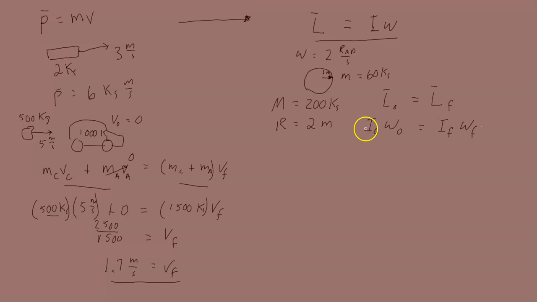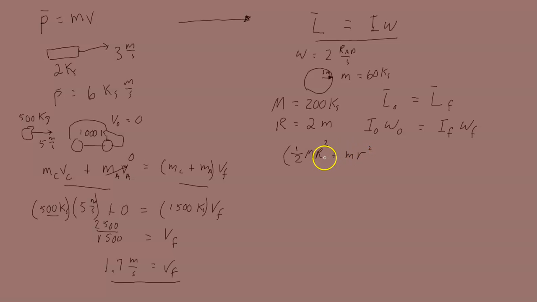All right, let's go to work. This I initial, this merry-go-round initially has a moment of inertia of a disk plus there is a point mass, which is the person.